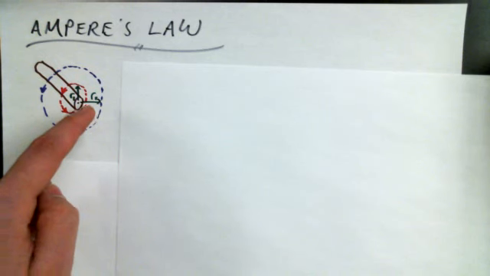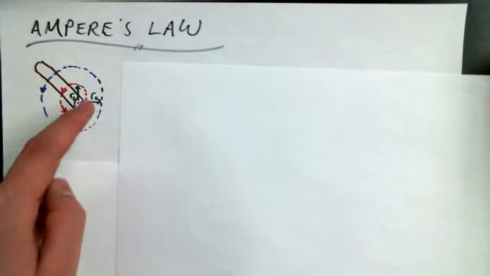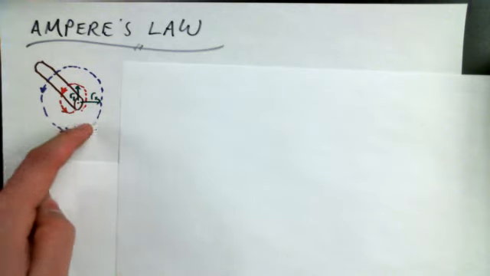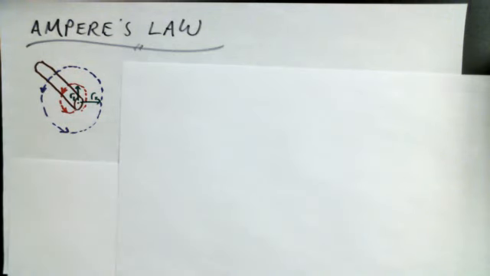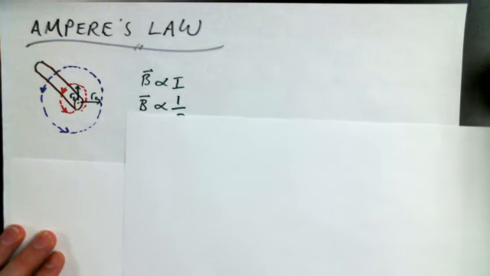And at a distance R2 away from the current carrying conductor, right over here, you would find that there's a contour that would have an equal magnetic field intensity, and it would be oriented also counterclockwise around the current carrying conductor. Now, as you get further away from the conductor, or as you increase the current or decrease the current, the magnetic field is going to change.